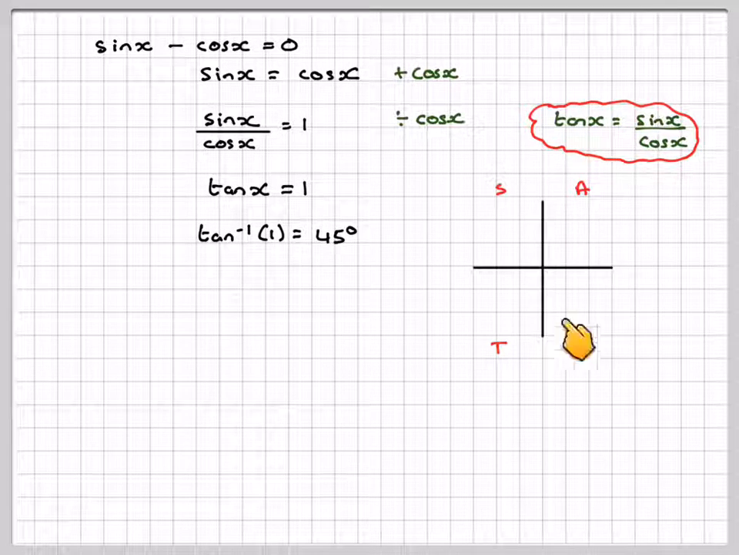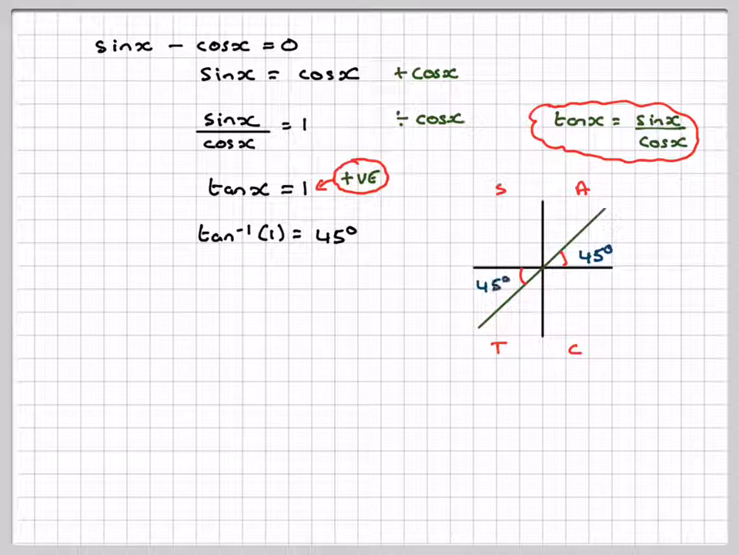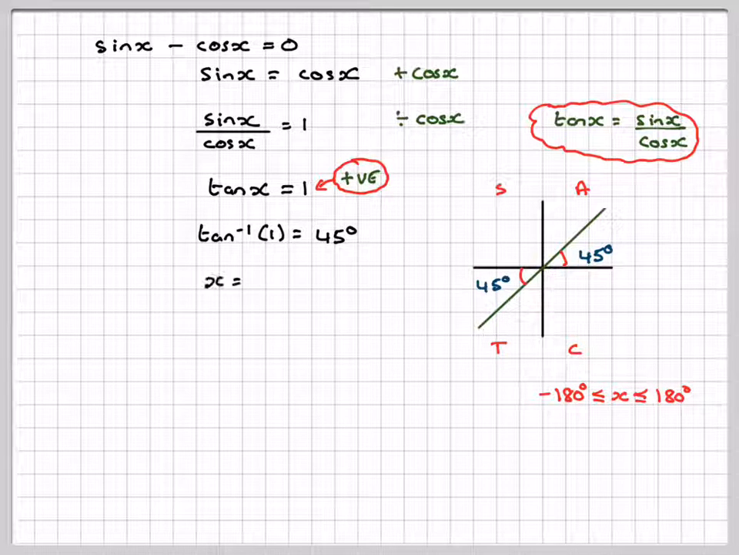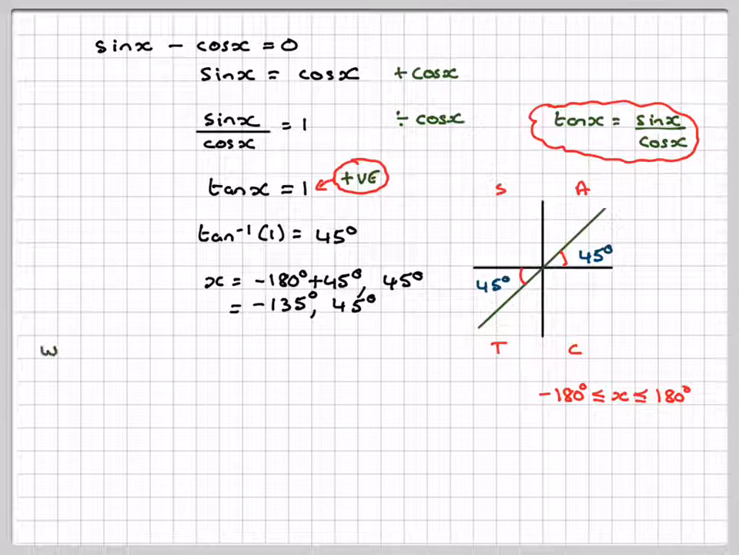Doing our CAST diagram, R1 was positive, so tangent is positive in the first and the third quadrants. But we need to remember we're solving it between minus 180 and 180 degrees. So starting from minus 180 going around, we've got minus 180 plus 45 degrees and 45 degrees. So it's going to give minus 135 and 45 degrees.